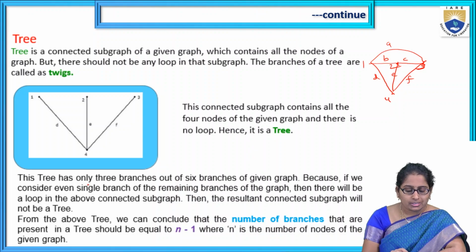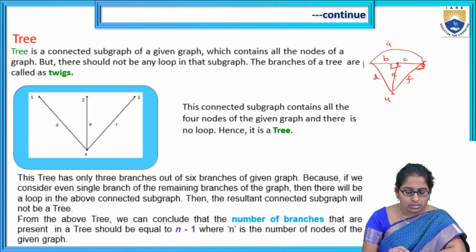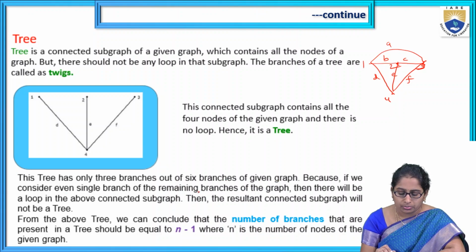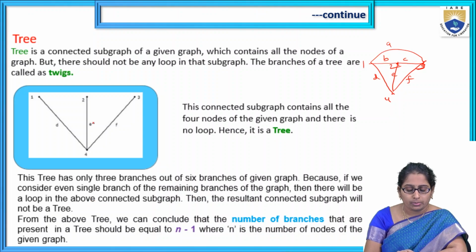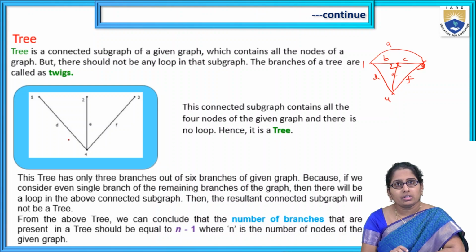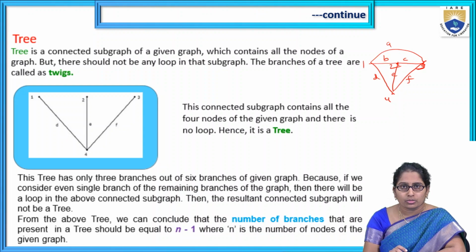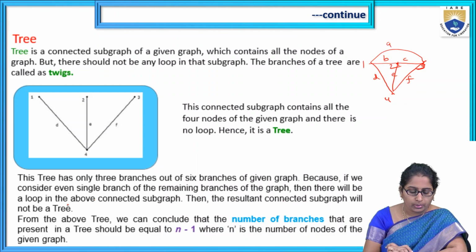Now this tree has only 3 branches out of 6 branches of the original graph, because if we consider even a single branch from the remaining branches of the graph, there will be a closed path. Yes or no? There will be a loop. So here you can see only 3 branches out of total 6 branches of the original graph. If we consider one more branch, then there will be a closed path. Then the resultant connected subgraph will not be a tree.